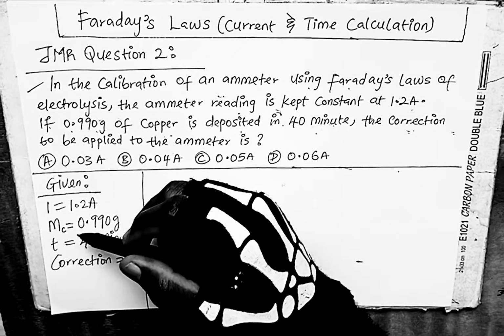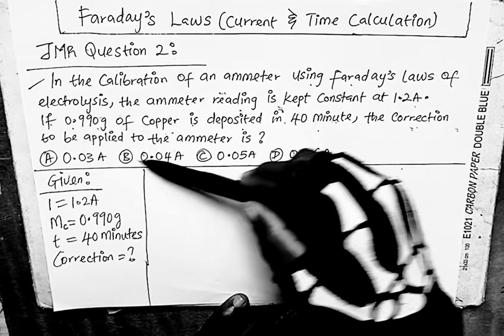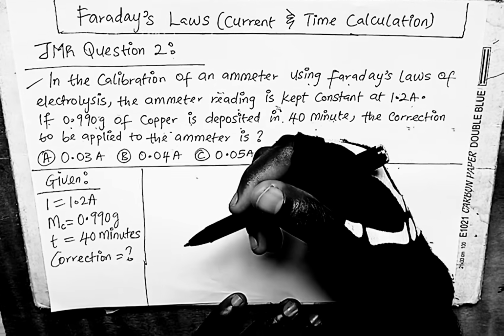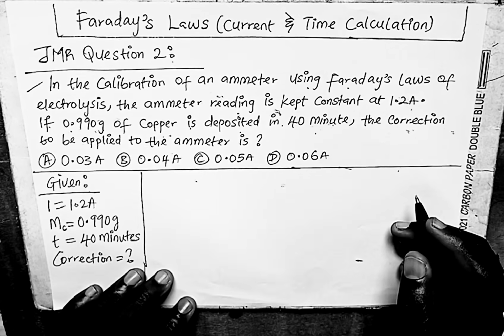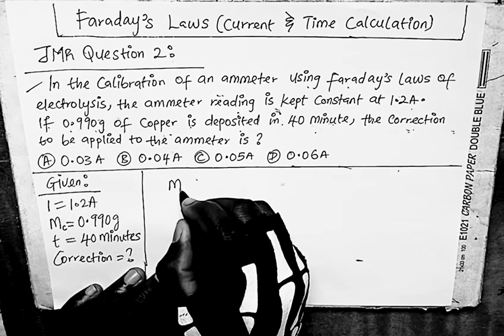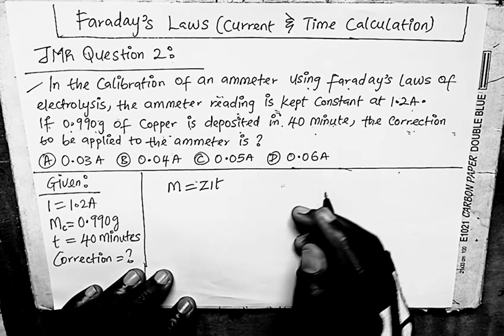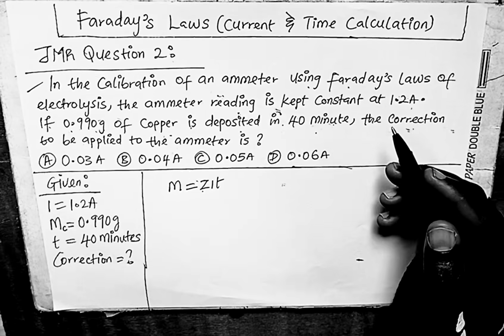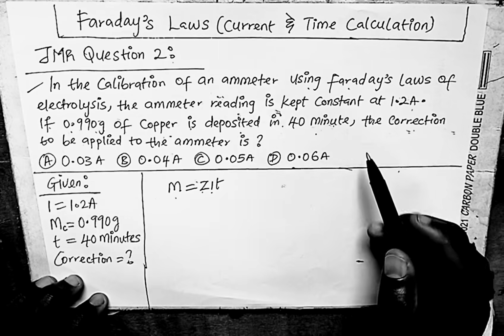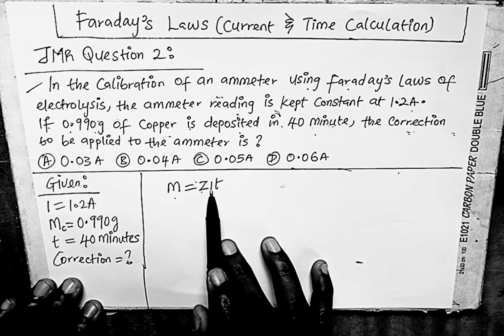They gave us the mass of copper deposited. Look at all the options provided; they are all in amperes, meaning all the options are currents, so we don't need to do too much here. We will use the formula of Faraday's first law: mass of an element, M, is equal to ZIT, where Z is the electrochemical equivalent, I is the current, T is the time, and M is the mass.